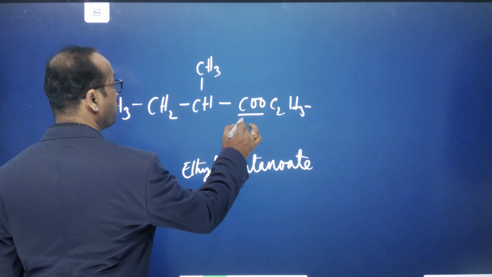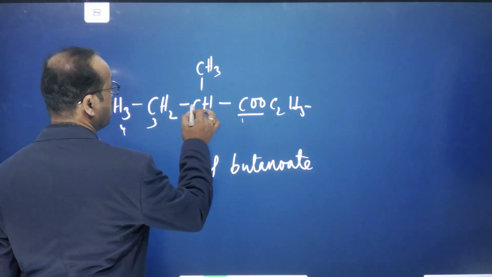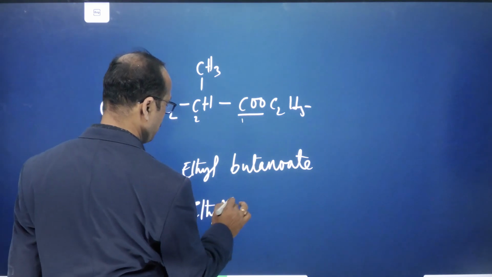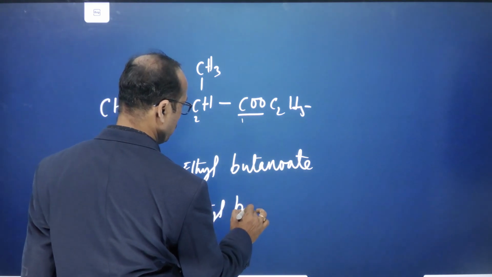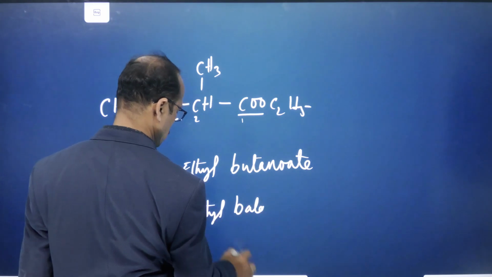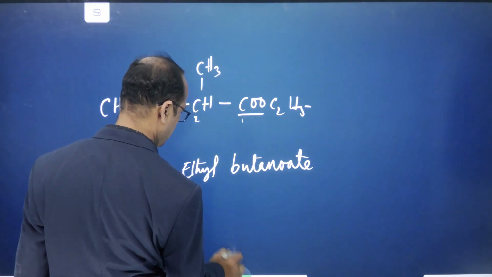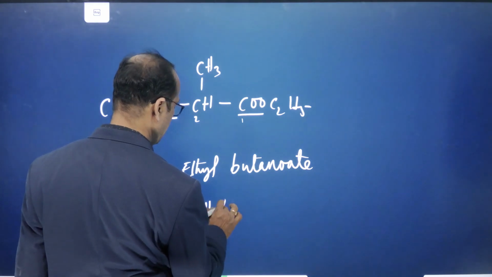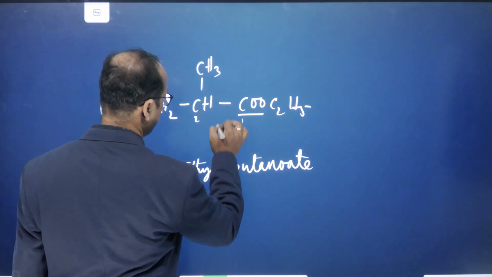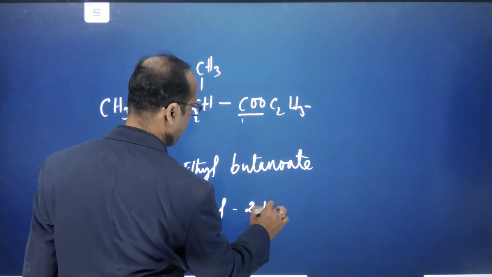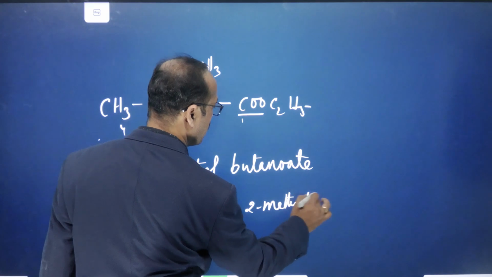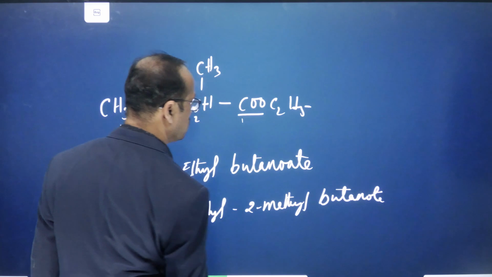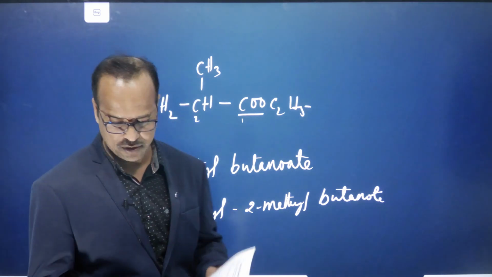Okay. And in the butanoate, first carbon, second carbon, third carbon, fourth carbon. For the second carbon, methyl is there. So you can write here like this: ethyl, butanoate. We can write like this also: ethyl 2-methylbutanoate. Okay. So like this. So this is the nomenclature.